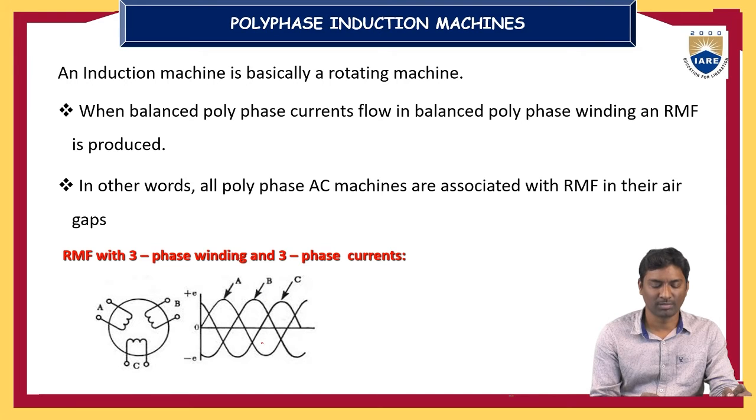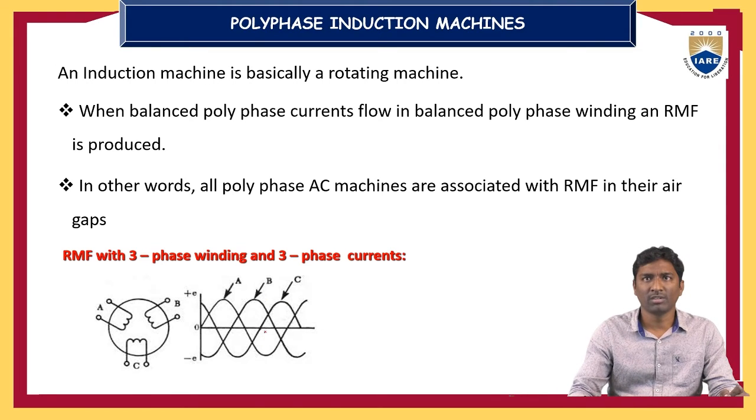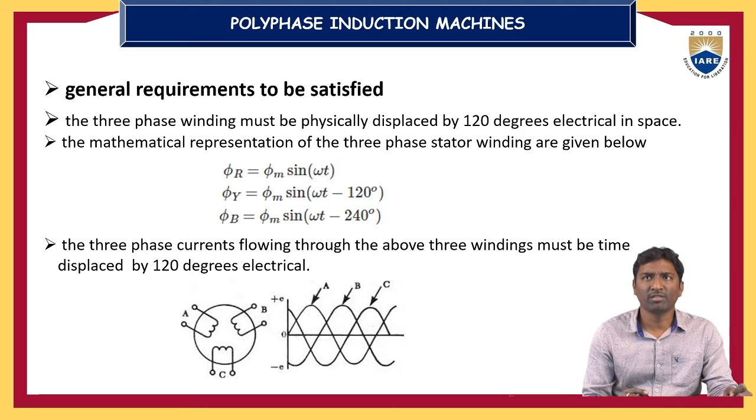You can check here. Then generally some requirements have to be satisfied when the rotating magnetic field is produced. The three phase winding must be physically displaced by 120 degrees in electrical space. That is, each winding should be displaced by 120 degrees.